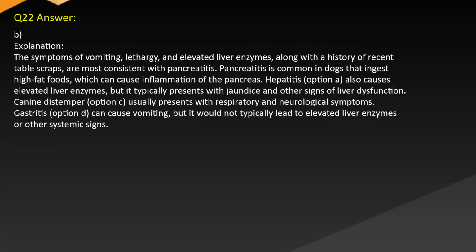Answer: B. Explanation: The symptoms of vomiting, lethargy, and elevated liver enzymes, along with a history of recent table scraps, are most consistent with pancreatitis. Pancreatitis is common in dogs that ingest high-fat foods, which can cause inflammation of the pancreas. Hepatitis, option A, also causes elevated liver enzymes, but it typically presents with jaundice and other signs of liver dysfunction. Canine distemper, option C, usually presents with respiratory and neurological symptoms. Gastritis, option D, can cause vomiting, but it would not typically lead to elevated liver enzymes or other systemic signs.